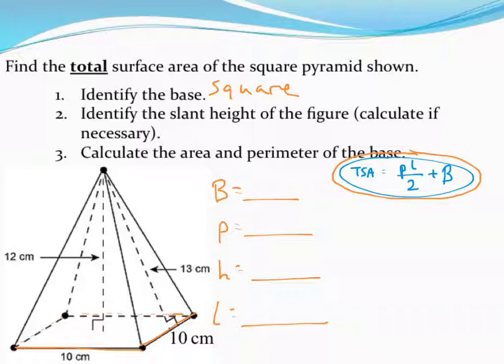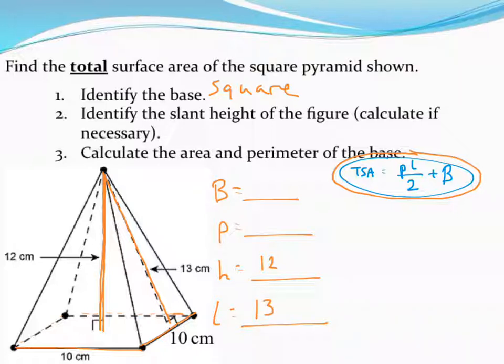So first thing first, the difference between height and slant height. Height is going to be your distance inside the pyramid or cone. So straight up from the vertex to the base, that's going to be your height inside. So that's a height of 12. Your slant height is going to be on the surface of the pyramid. So from that vertex down to the side, down the side of the pyramid is going to be your slant height. I can see that that's 13.